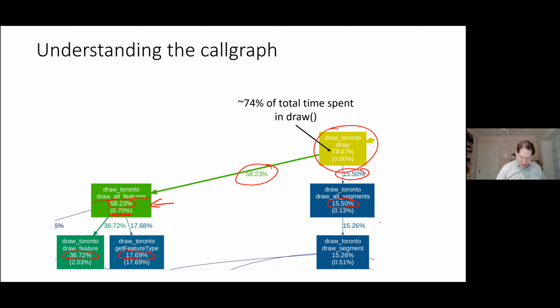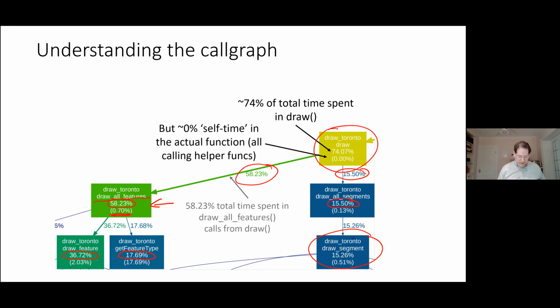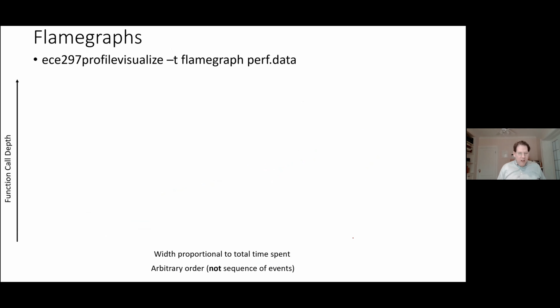And where did the time go? Well, you can dive down deeper and deeper to see where the time went. Okay, and this just tells you the things I just said. There's another way you can build this visualization. If you use that same tool, profile visualize, on the same data, but you specify this option, -t or type flame graph, it produces a different visual representation of the same data.